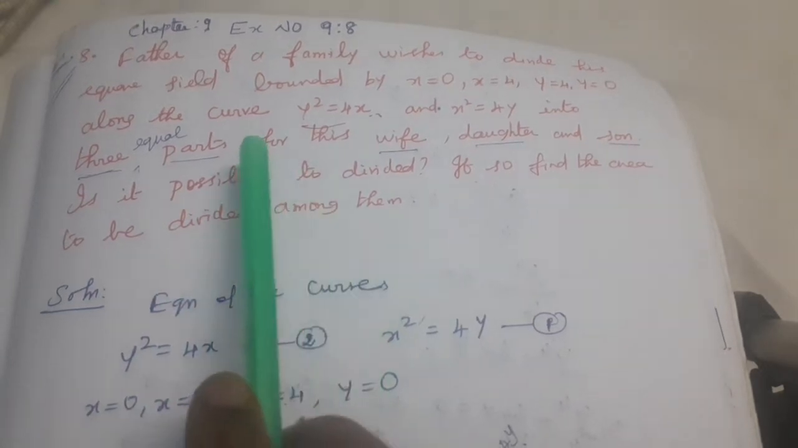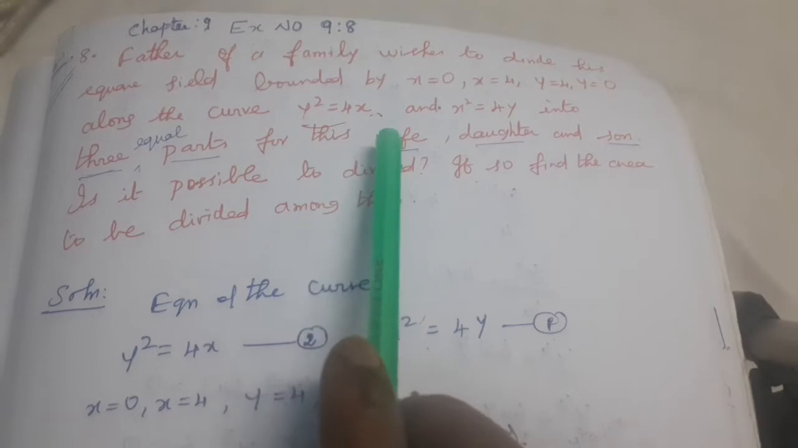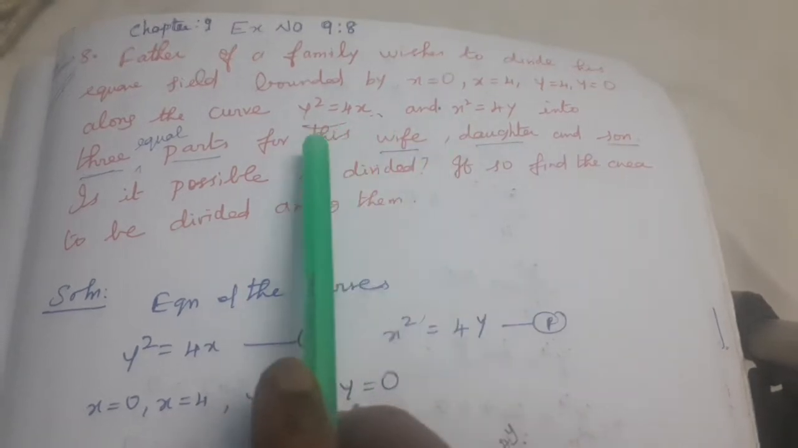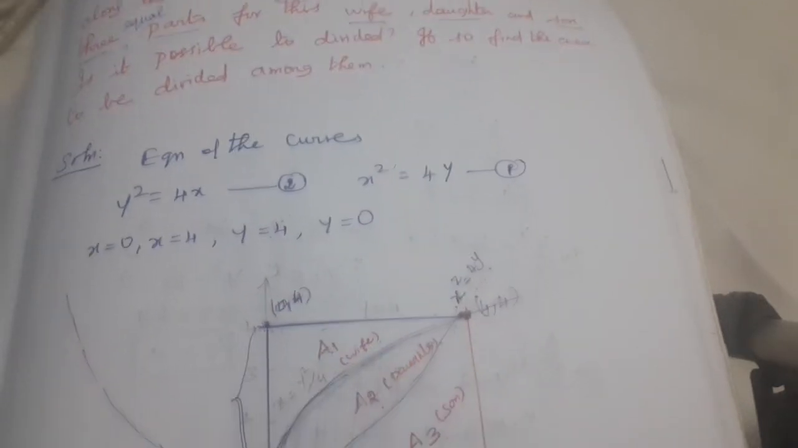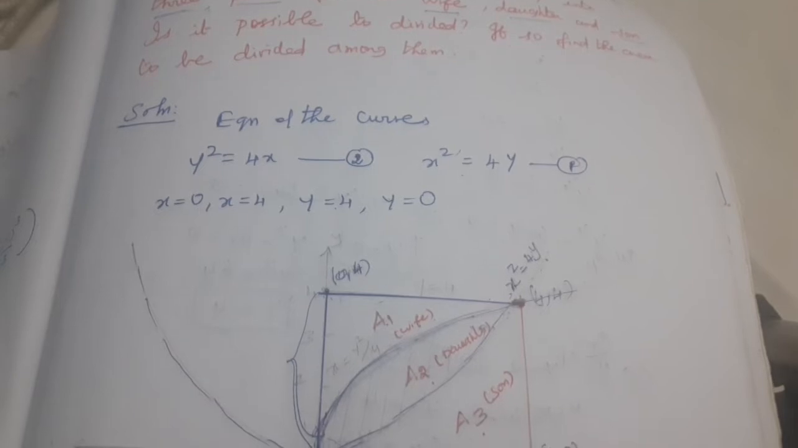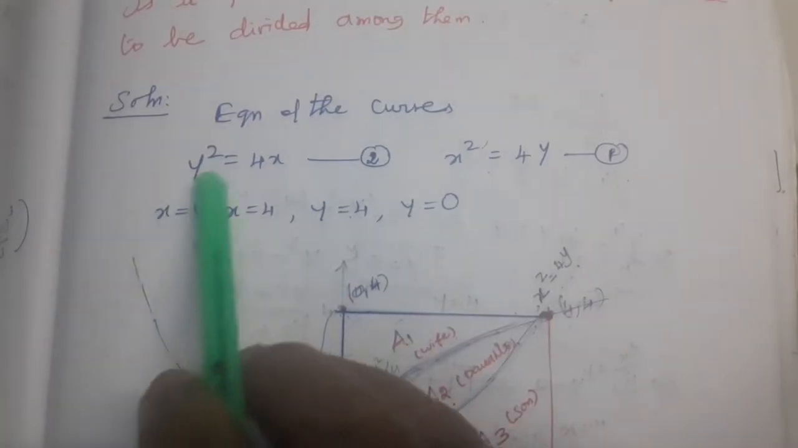If the father divides the square field into 3 equal parts, is he able to divide or not? So go through the question, whether he is able to divide or not. What is the solution?